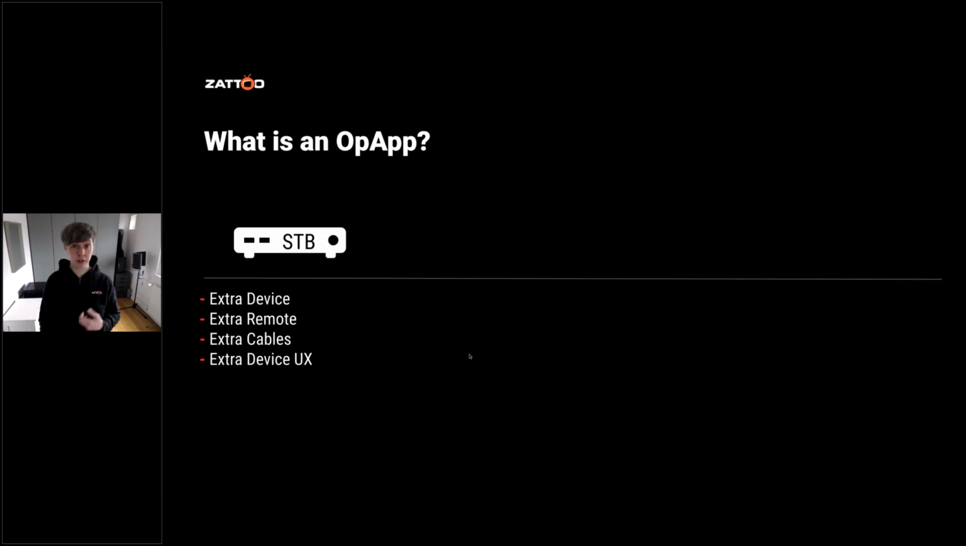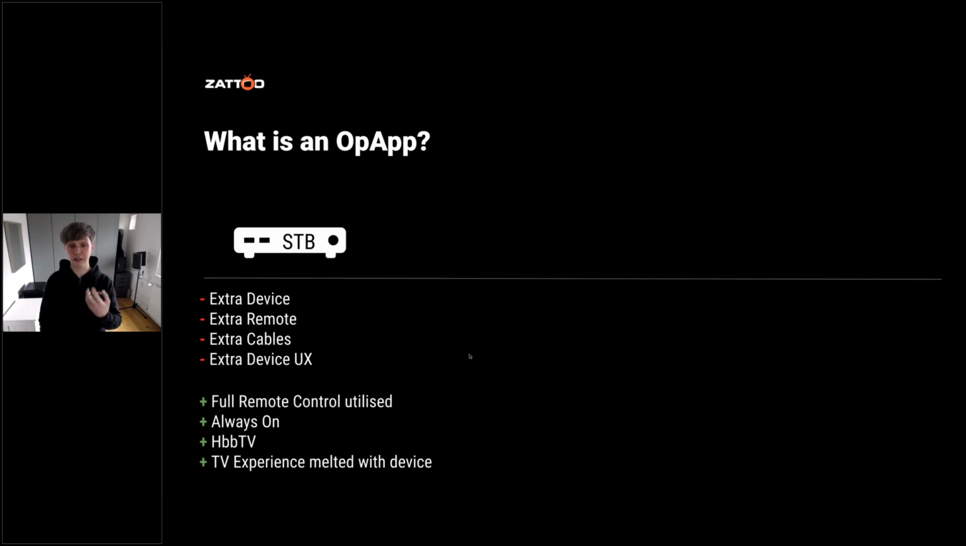But it also comes with a lot of advantages. You can utilize the full remote control because it's basically part of that hardware setup. It's always on, so you just switch it on and there's your TV, just like you would have used it back in the days. It has the capability to offer you HbbTV on top of that, so on top of the broadcast streams you can use extra services. And actually it melds the TV experience with the device. When you think of your TV at home, as a user you might not think of your TV set, but more often of this box that holds your TV.